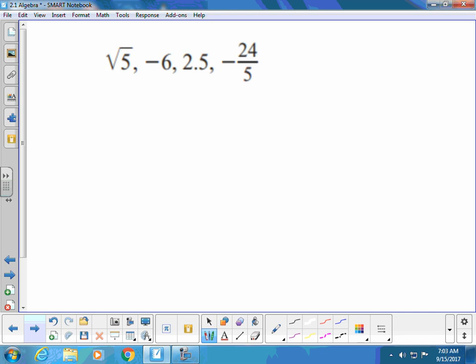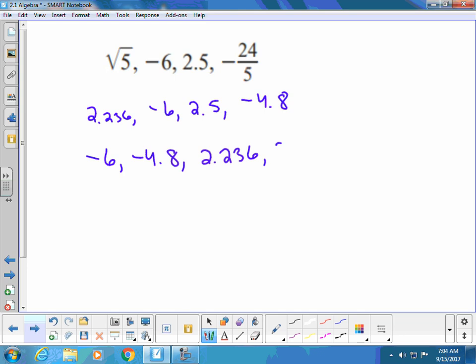All right, you're back. The square root of 5 is approximately 2.236. That's going to be an irrational number, but I went ahead and just jotted it down. Then we have -6. Then we have 2.5. Then we have -24 over 5. I typed it in and got -4.8. All right. So going ahead and putting them in order from least to greatest, we've got -6 first, then -4.8, then 2.236, and then 2.5.